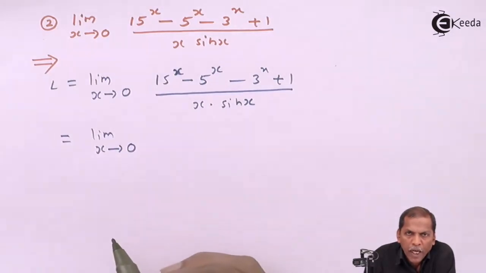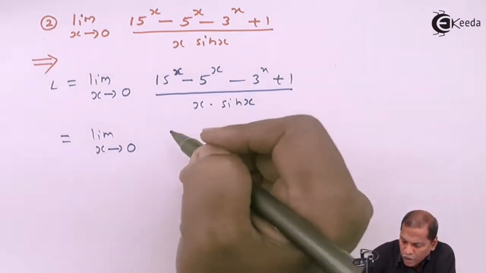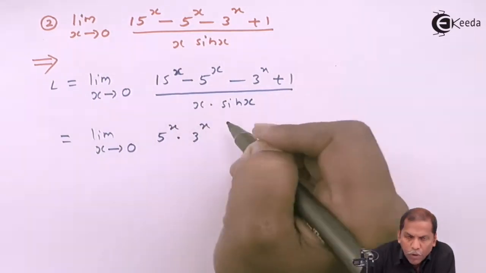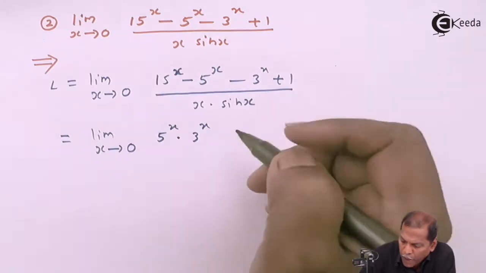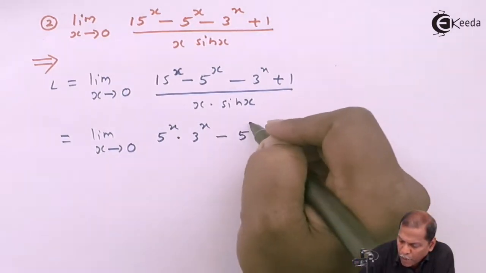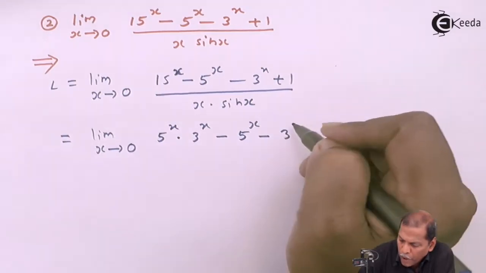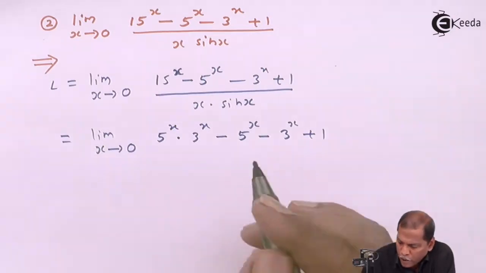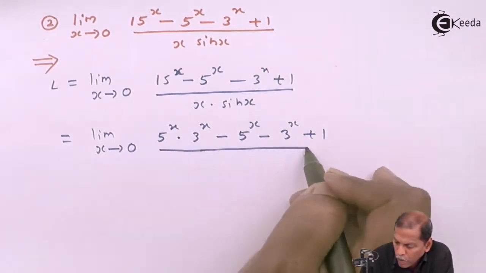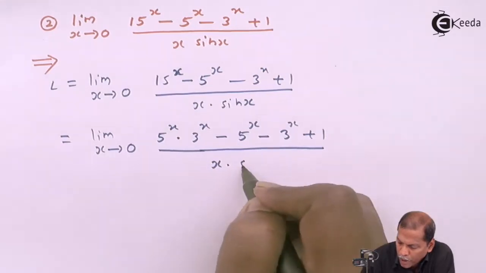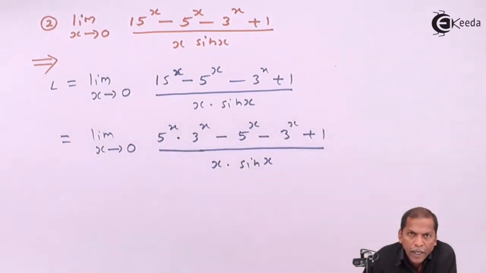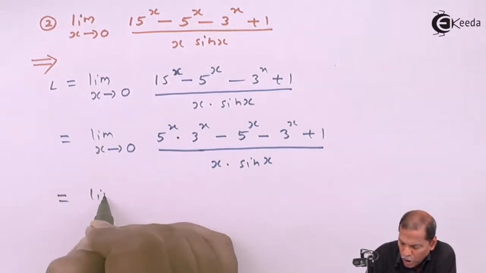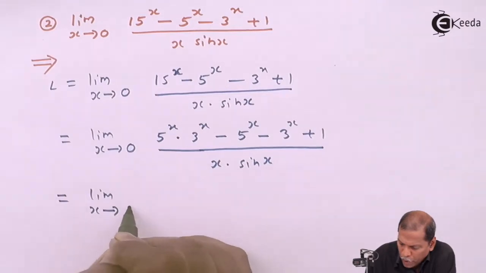Now 15 raised x can be split up as 5 raised x into 3 raised x, and then the remaining terms, minus 5 raised x minus 3 raised x plus 1, we write as it is in the numerator, upon x into sin x in the denominator, we write it as it is. Equal to limit x tends to 0.